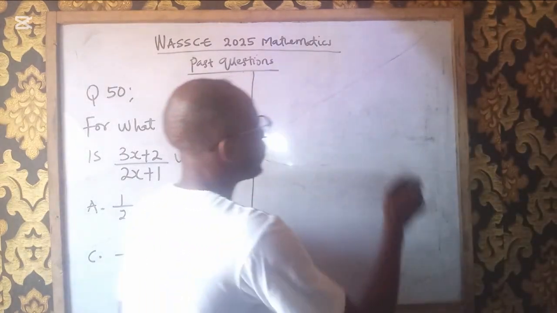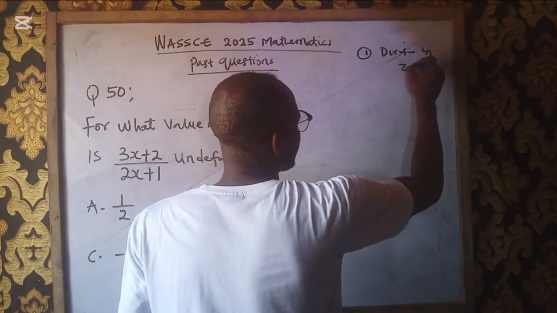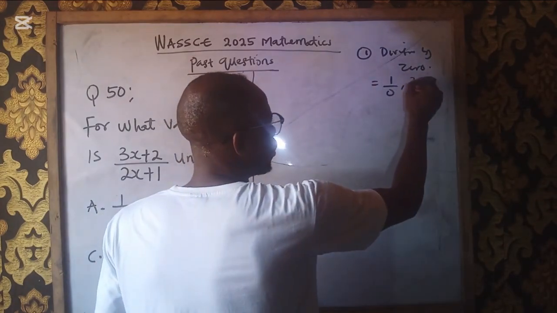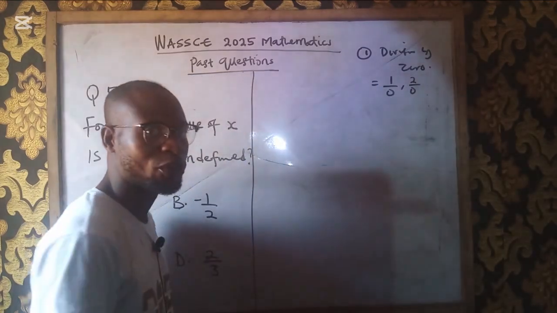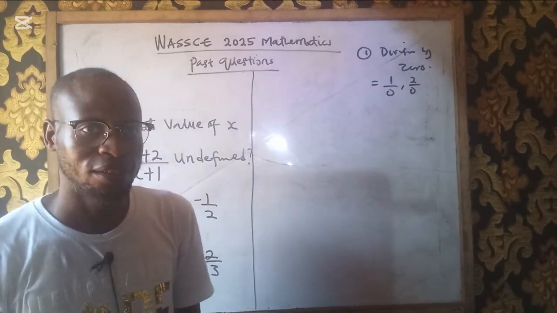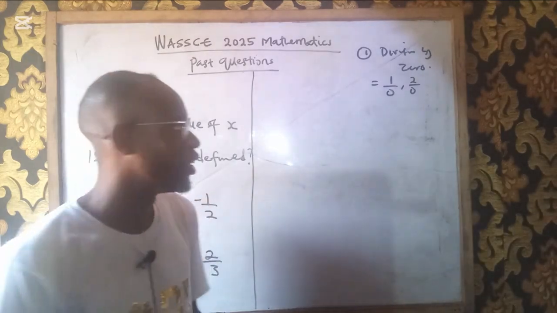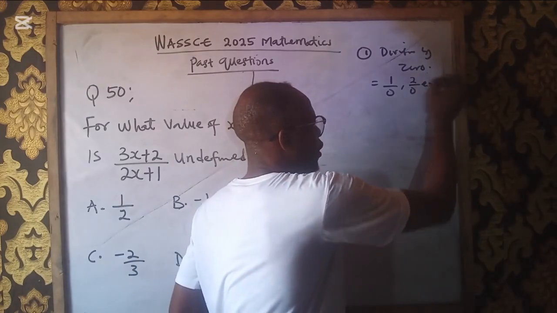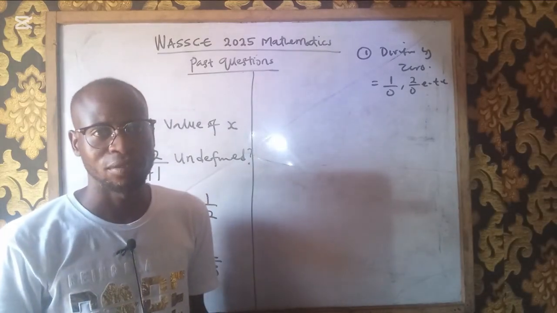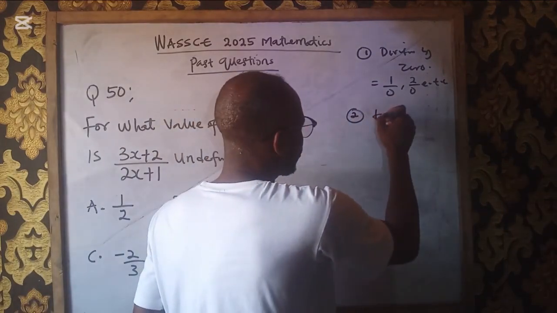Take for instance, it can exist in the form of division by 0. Something like this: 1 divided by 0, 2 divided by 0, they are said to be undefined. Because if you punch your calculator, 1 divided by 0 will not give you a valid answer. It's going to give you an error. As far as the fraction is divided by 0, it is said to be undefined.